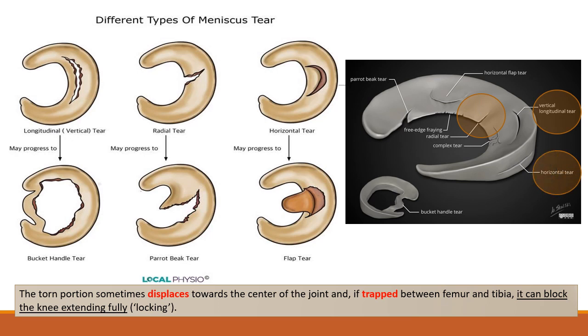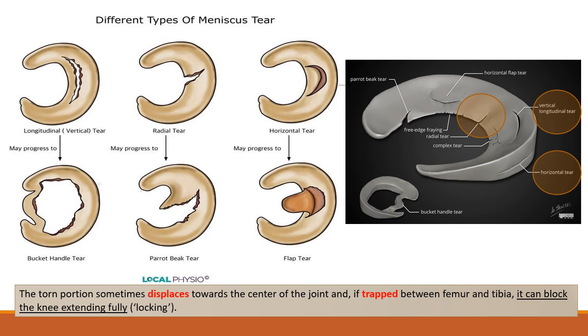Progression of these primary tears can lead to different types of tears. If a horizontal tear progresses, it can lead to a flap tear. The flap tear keeps irritating the knee joint and causing recurrent effusion. A progression of the radial tear can lead to a parrot beak tear. A progression of the vertical tear will lead to a bucket handle tear.